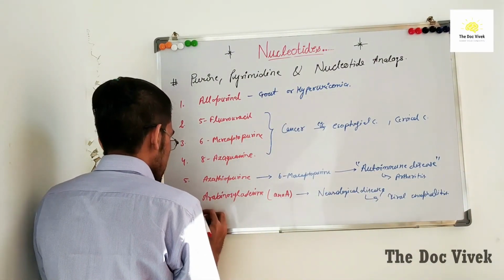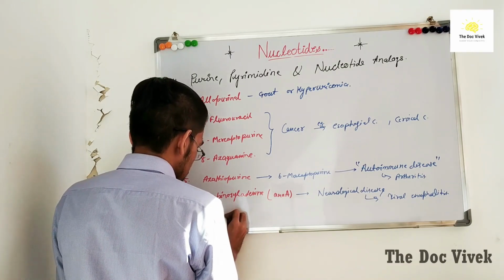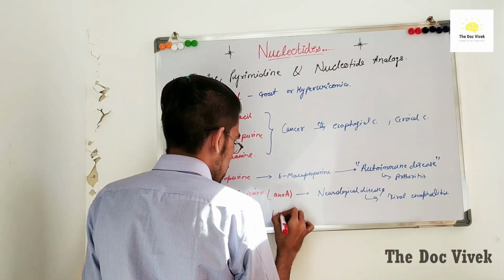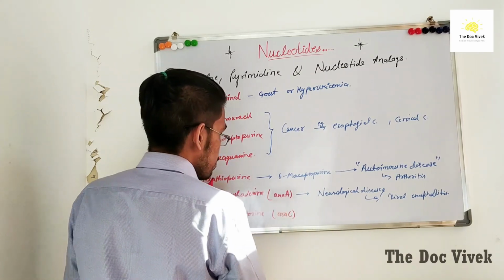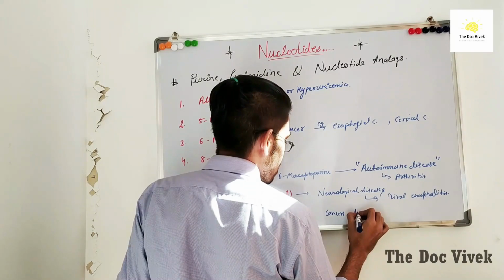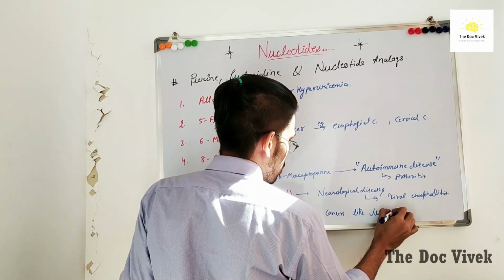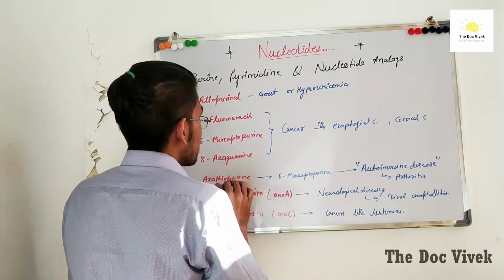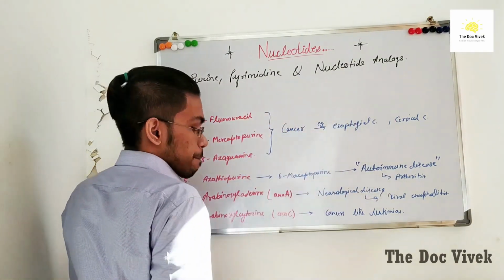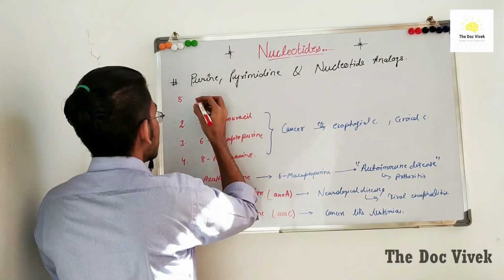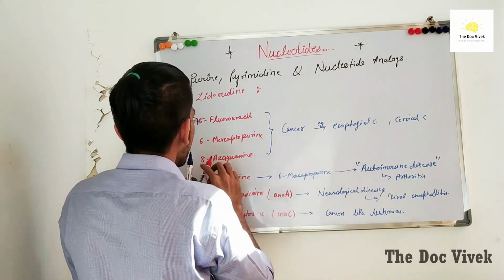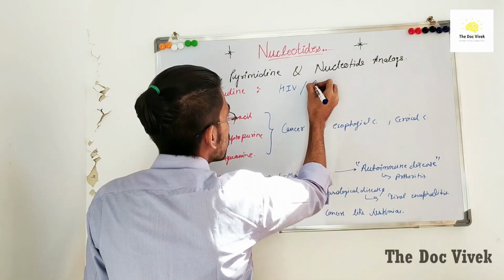And the seventh one is arabinosyl cytosine, which is also represented as ara-C. It helps in the treatment of cancers like leukemias. And the last one is zidovudine. Zidovudine is used for the treatment of HIV or AIDS.